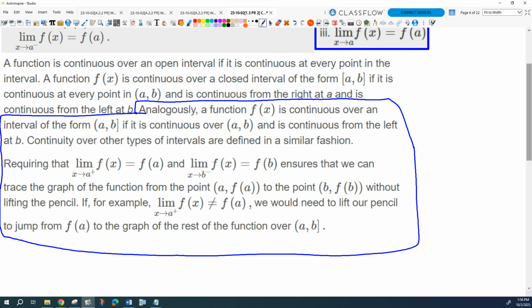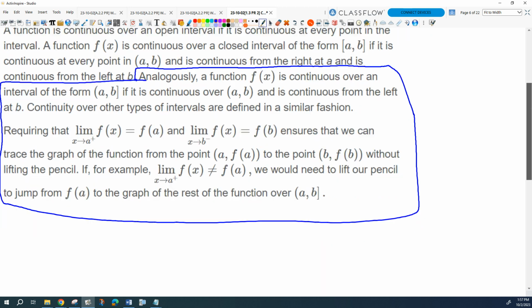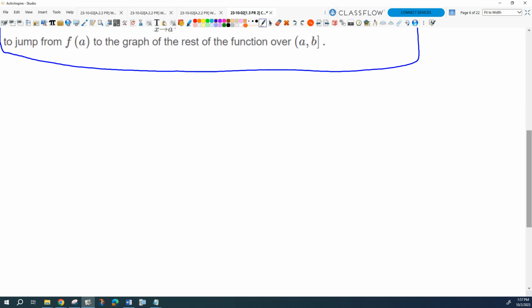Of the form a semi-open interval, right? We're including the right endpoint but not the left point. If it's continuous on the open interval from a to b, and it's continuous from the left at b, because that's an endpoint. That's the right endpoint, right? Or we could say it's continuous on a different kind of interval. How would we say it's continuous on that kind of interval?